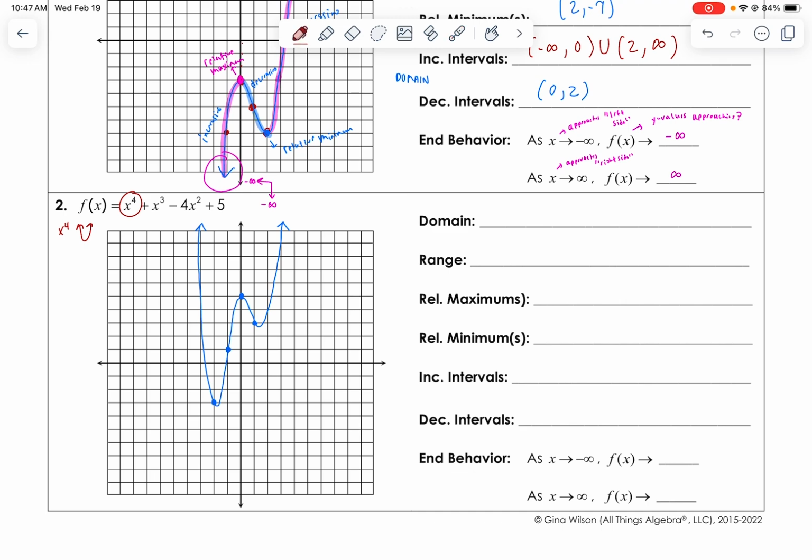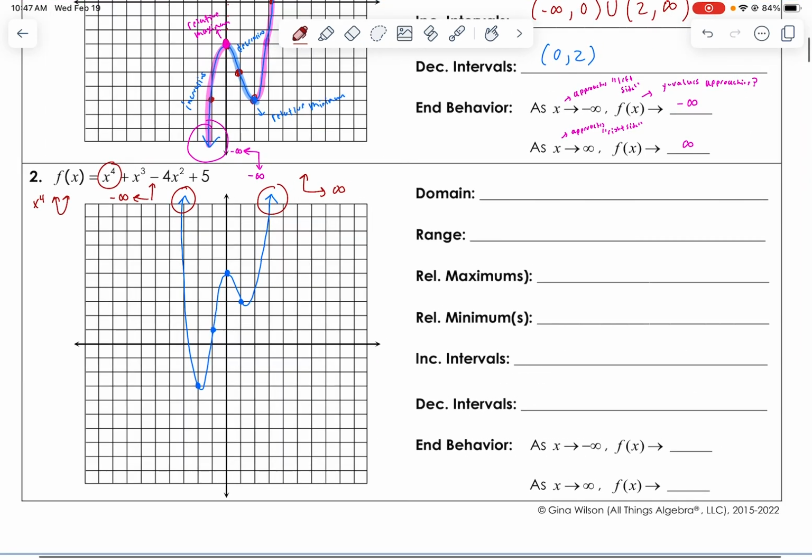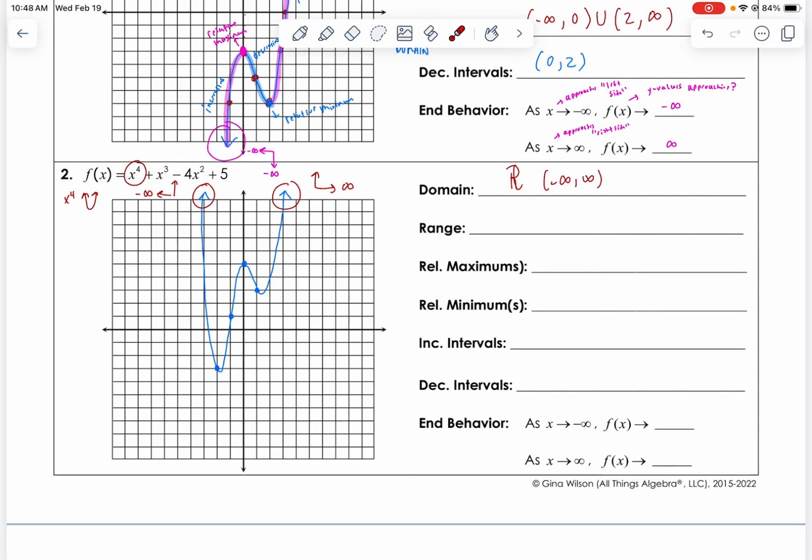So the domain here would be, the x values go all the way up and to the left. X values here approach negative infinity. And then if you go up and to the right, the x values approach positive infinity. So here the domain would be all real numbers, or negative infinity to positive infinity. The range would be a little bit different here, so be careful.